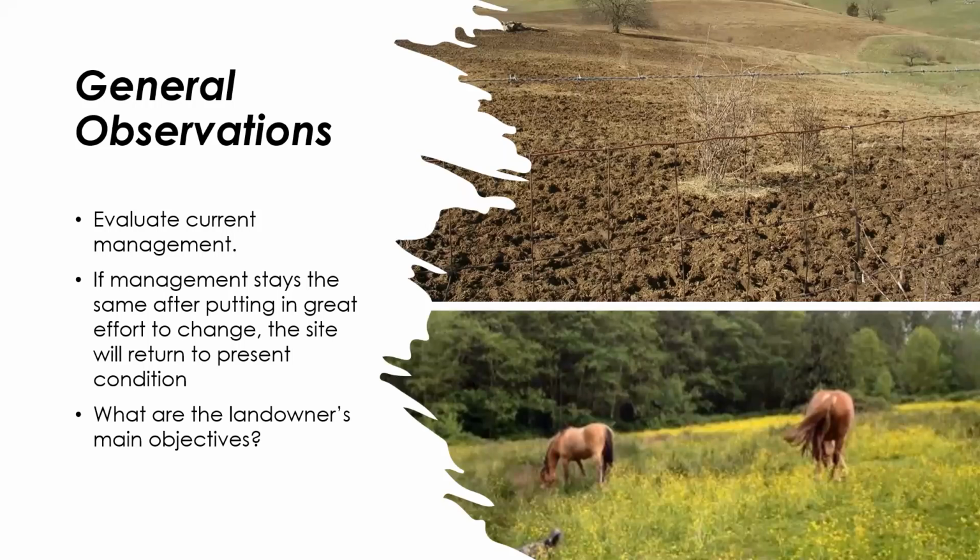Another example is creating a winter confinement area to protect pastures when soils are saturated and the grass isn't growing very fast. There are many different practices and applications for weed management. What are the landowner's main objectives? That's one of the main things that needs to be found out.